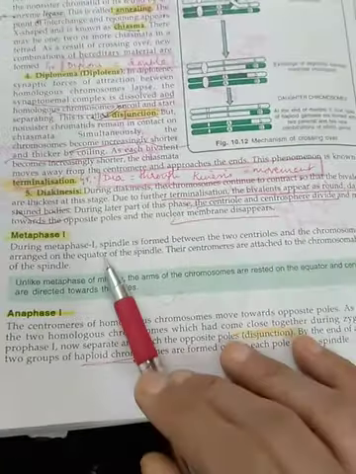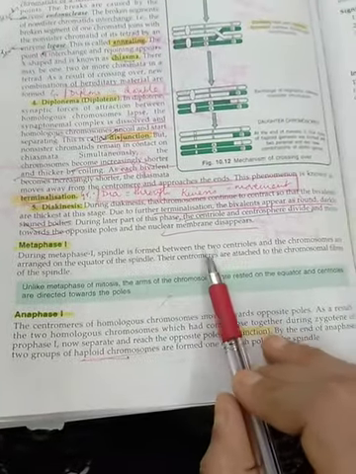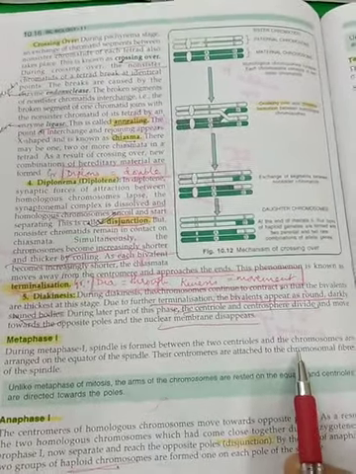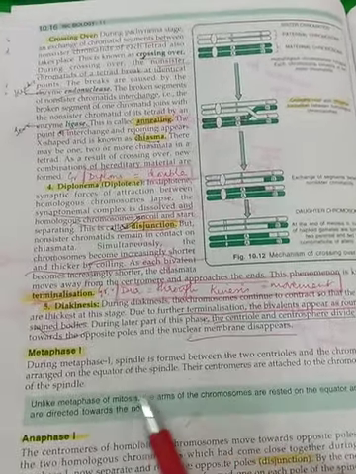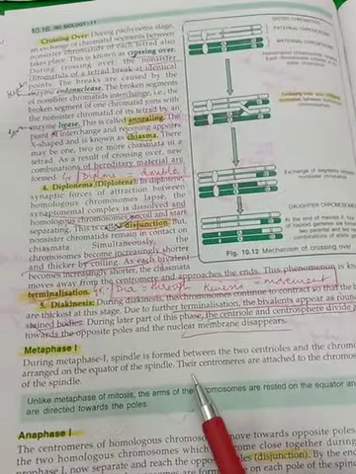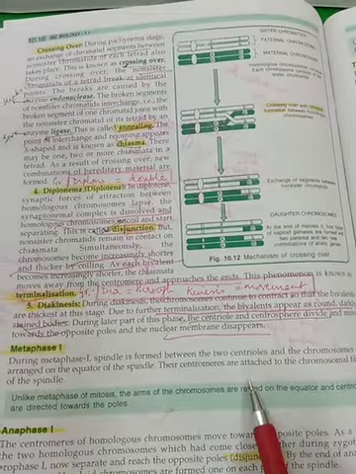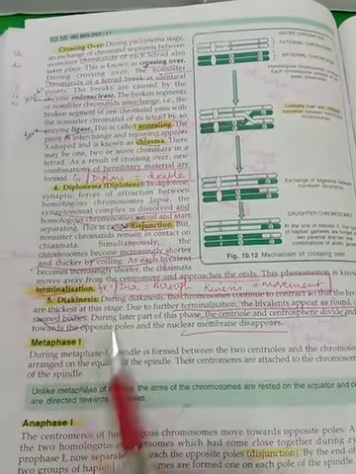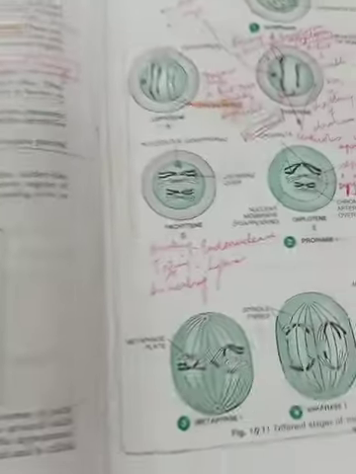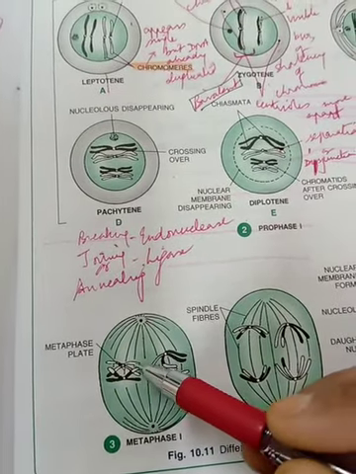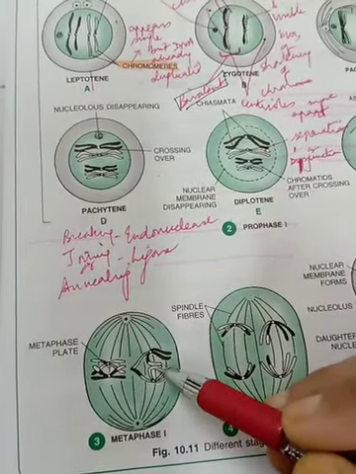So let us see it further now. Metaphase 1. In metaphase 1, the spindle is formed between the centrioles, and the chromosomes are arranged on the equator of the spindle. Their centromeres are attached to the chromosomal fibers of the spindle. So in metaphase, children, the spindle fibers are seen and the metaphase plate can be clearly seen.